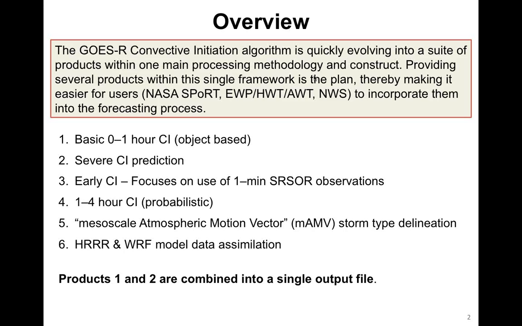Some of the new stuff, which is what I'm going to spend more time on: we've tailored a version of the CI product to be more of an indicator of severe storms. We have an early CI that is in demonstration right now that takes advantage of the 1-minute super rapid scan. I'll talk a little bit about something that's really new, this 1 to 4 hour probabilistic convective initiation methodology, and then using mesoscale atmospheric motion vectors on the 1-minute data to delineate storm types. That's probably going to be operational next year or late this year. And then just some data simulation results.